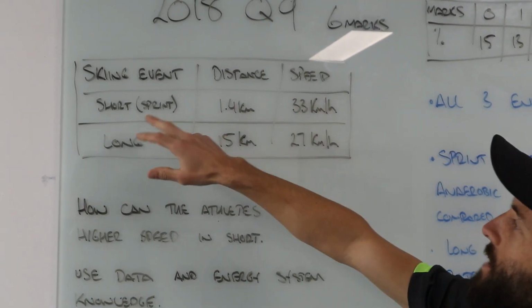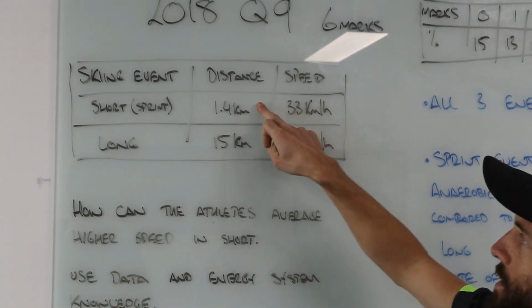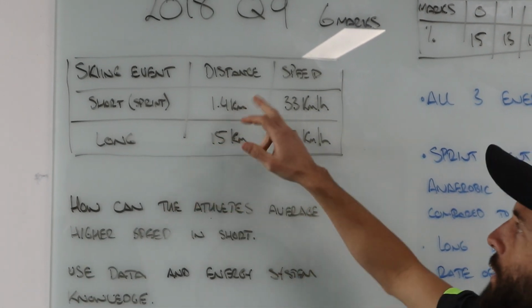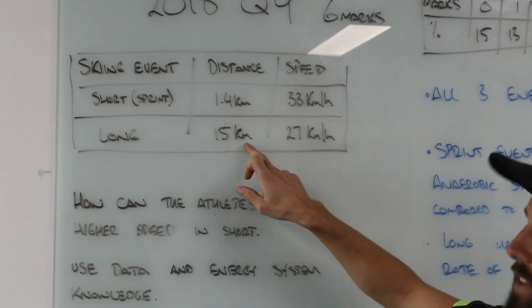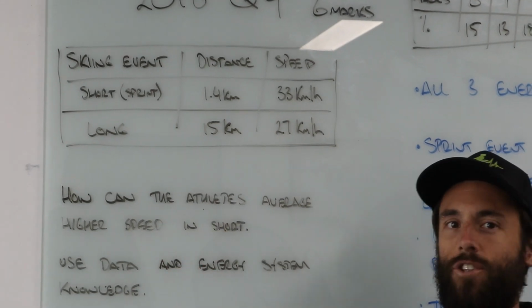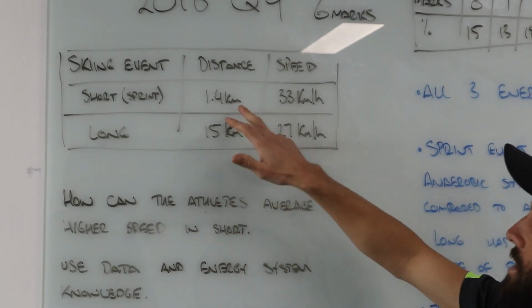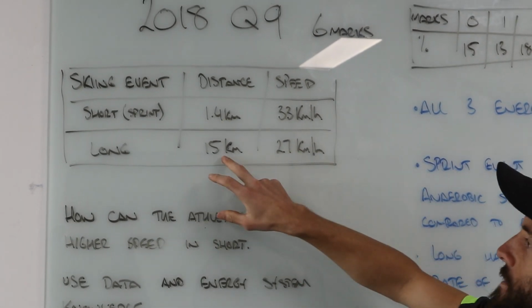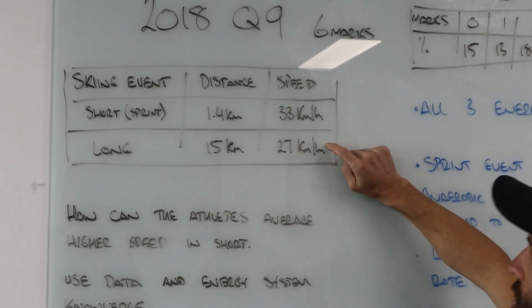So the short event, the sprint event, is 1.4 kilometers long. The long event is 15 kilometers long. So we're looking at skiing 1.4k compared to skiing 15 kilometers, and we get given the average speed of each event. In the sprint event, the skiers can average 33 kilometers an hour, and in the long event, the skiers can average 27 kilometers an hour.